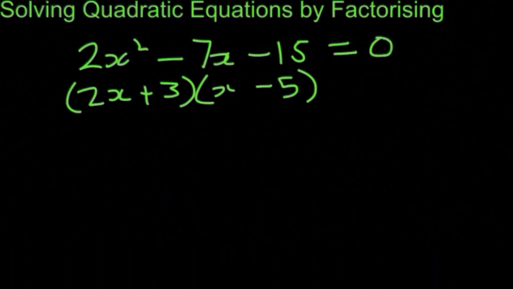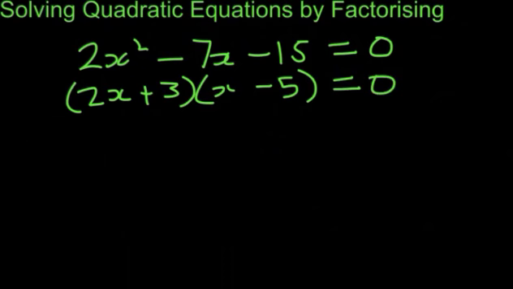Now we would be able to solve this equation, which simply means we'd need to find the values of x that would make that equation true. So the first thing we do is we factorise the quadratic expression, which is now a quadratic equation. So we factorise to get (2x + 3)(x - 5) = 0.